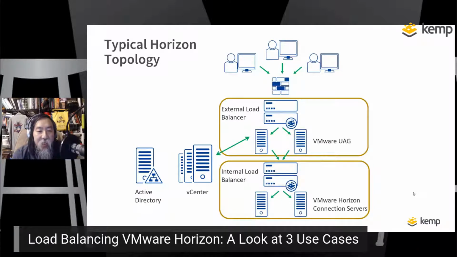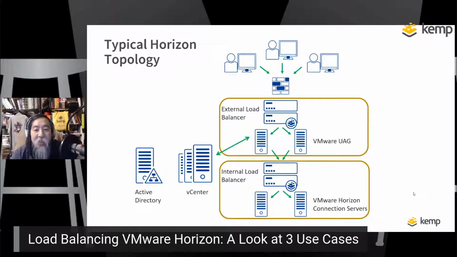This is the authentication engine, as well as the central collection point and traffic management point for the clients to get to all the other pieces in the Horizon topology. And you can see on the left-hand side, there's the vCenter. There might be Active Directory for the user's authentication system.